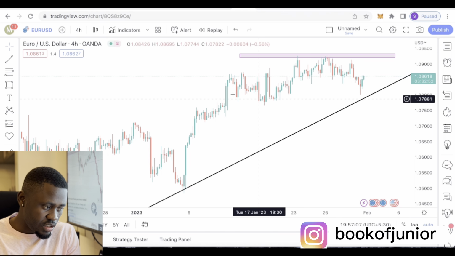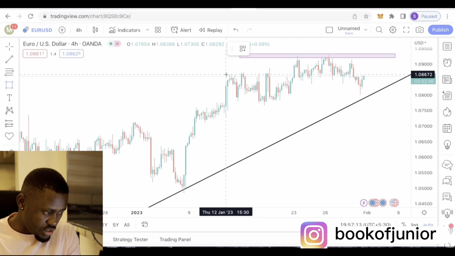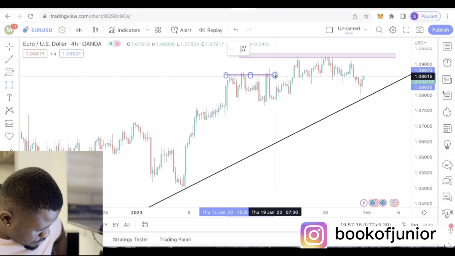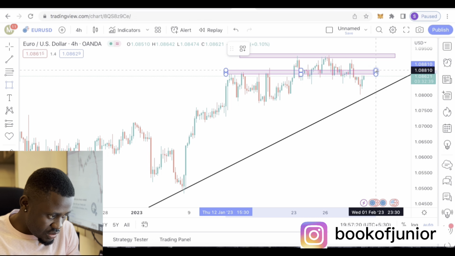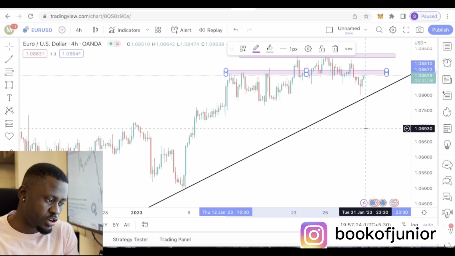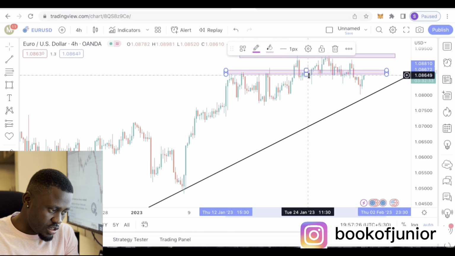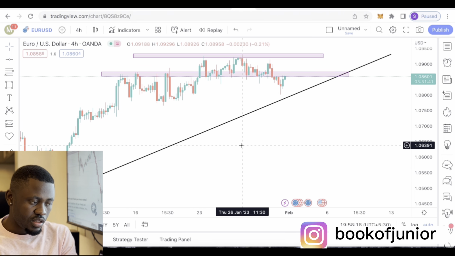Then the other point is this point right here. This is another point right here. So we draw it out. This is a smaller one, as you can see right there. So I've drawn it out. Then I'll just push it a little bit down like this. You can see now this is our setup. This is our beautiful setup, as you can see. This is the 4-hour time frame.